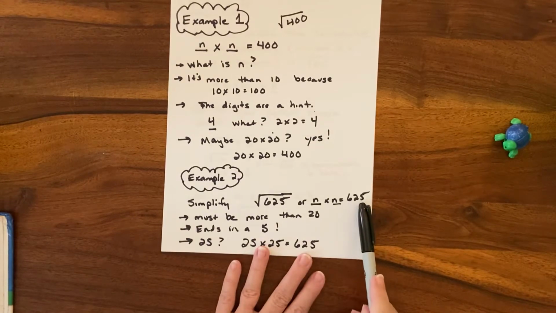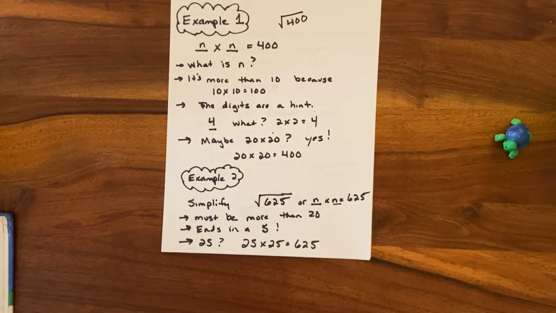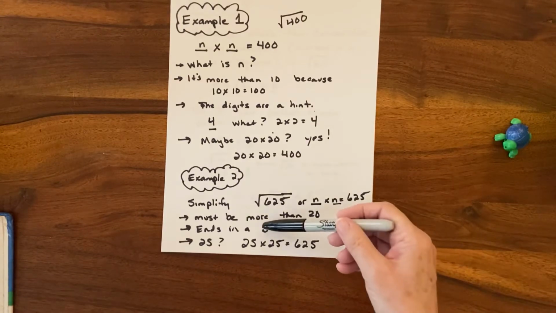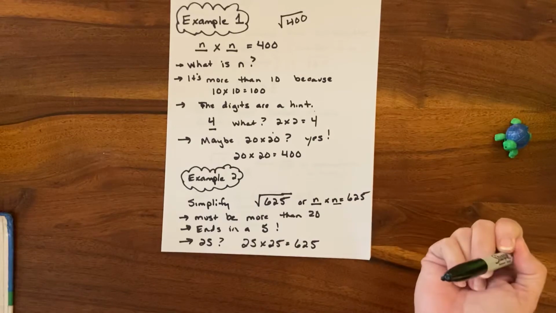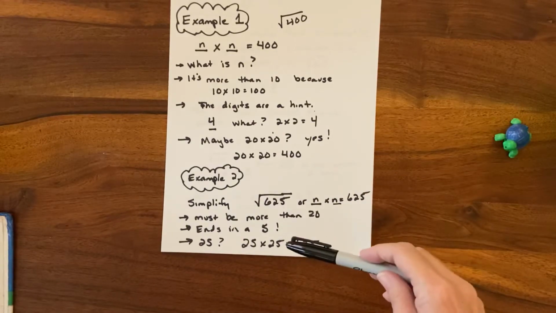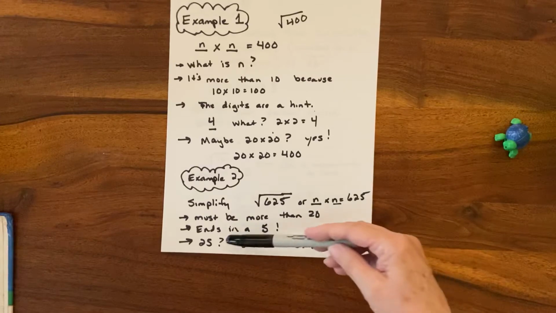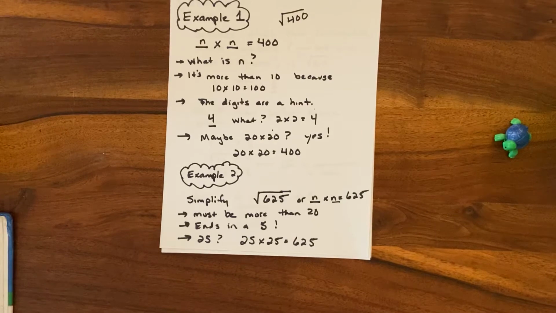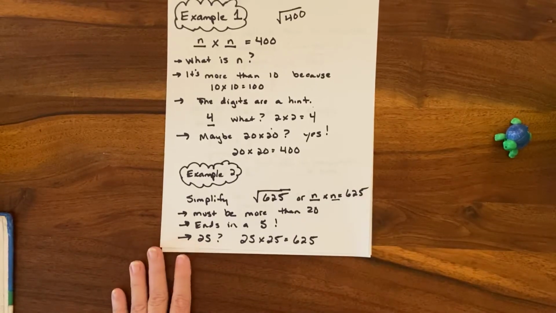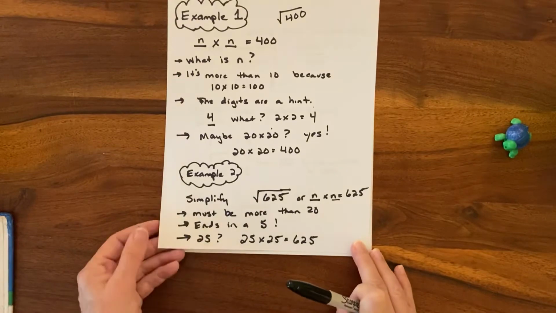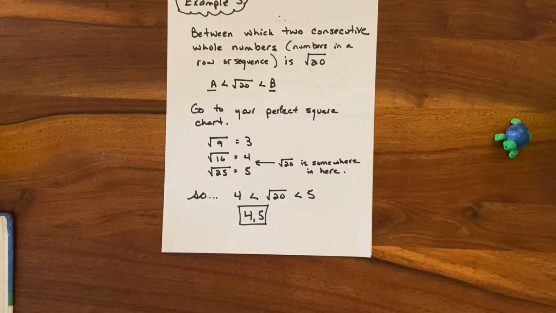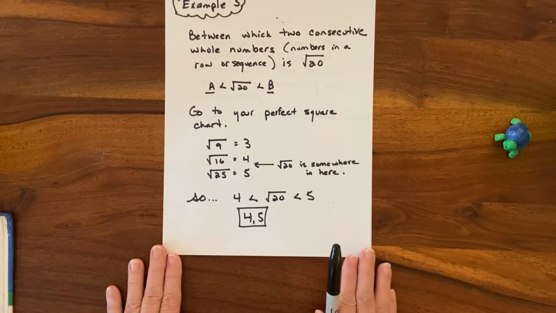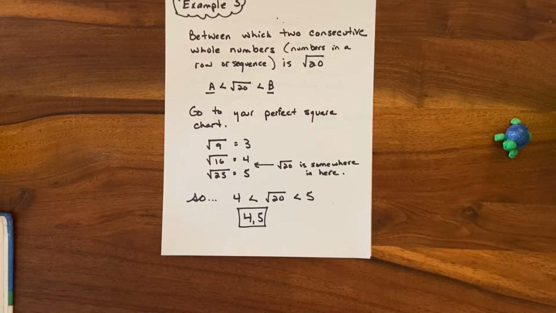What do I know about 625? It ends in a 5. That's a good hint. What two numbers can I multiply together to get 5? Oh, it's going to be a number that ends in 5. So what number is bigger than 20 and ends in a 5? 25? Yes. 25 times 25 is 625. So use the digits and what you know about multiplication as your hints, okay? This part gets a little more tricky, but you get used to it and it's really not bad.